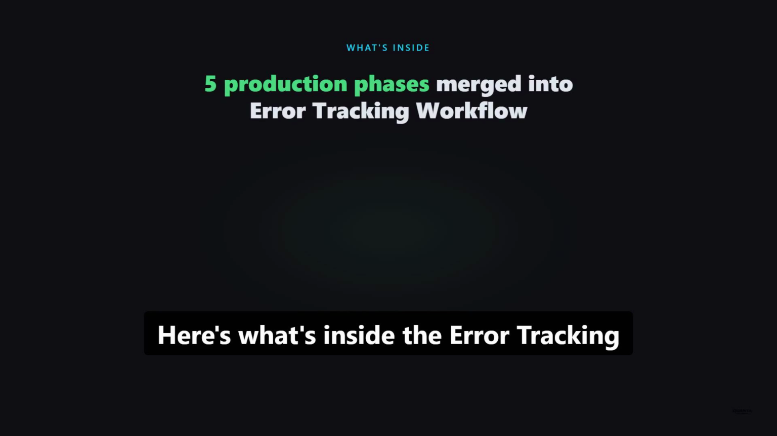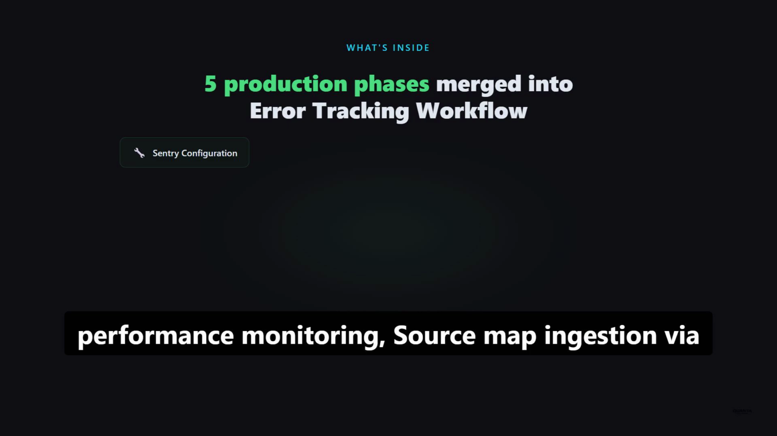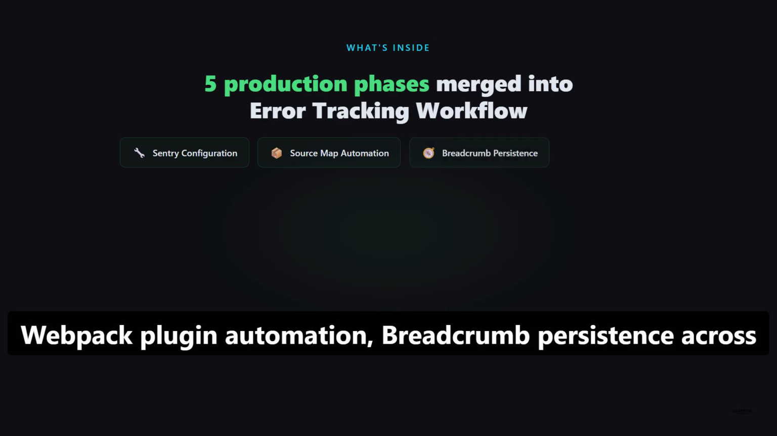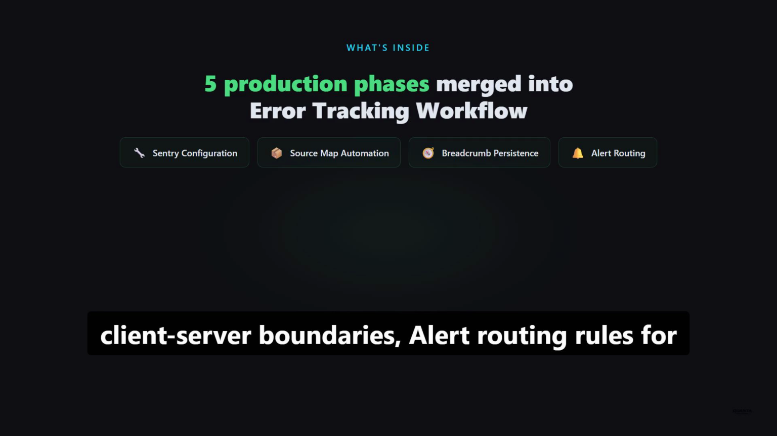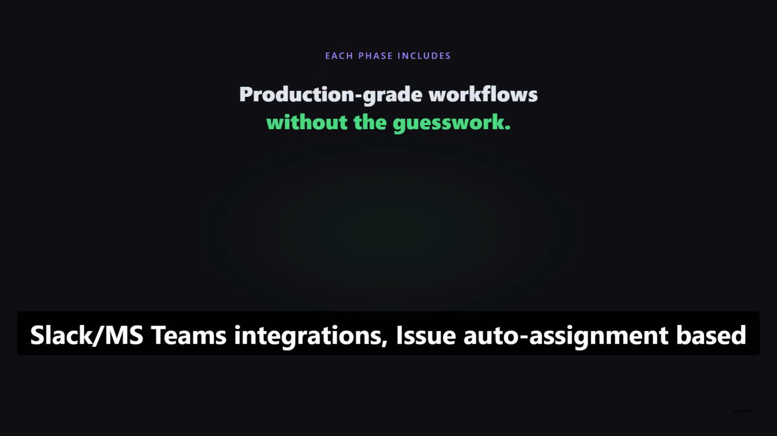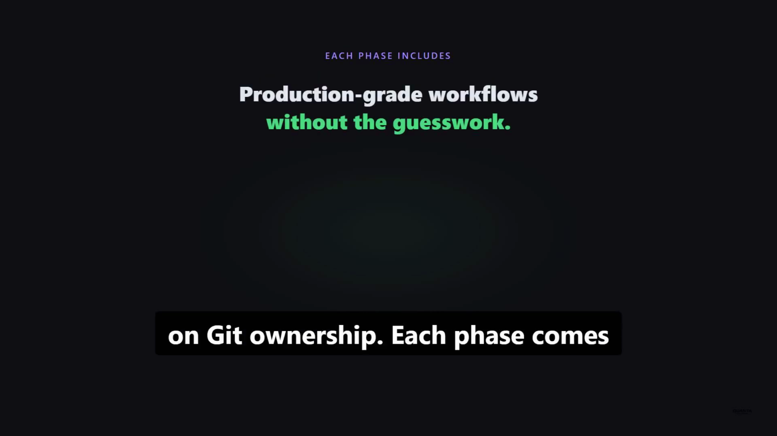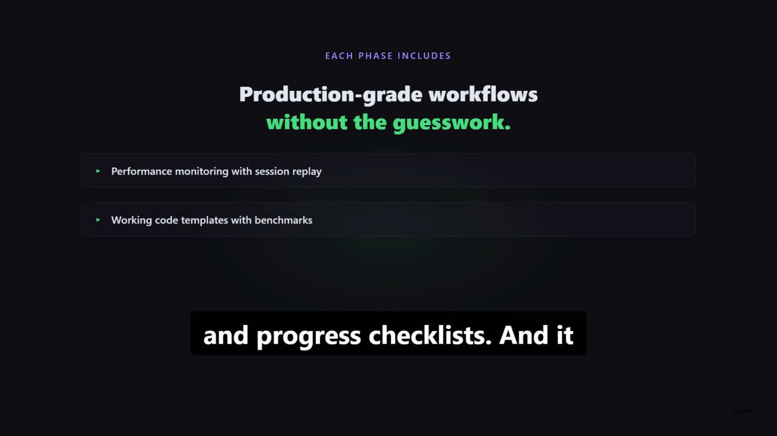Here's what's inside the error tracking pack. Sentry project configuration with performance monitoring, source map ingestion via Webpack plugin automation, breadcrumb persistence across client-server boundaries, alert routing rules for Slack/MS Teams integrations, issue auto-assignment based on Git ownership. Each phase comes with working code templates, performance benchmarks, and progress checklists.